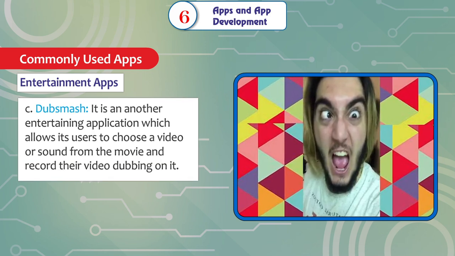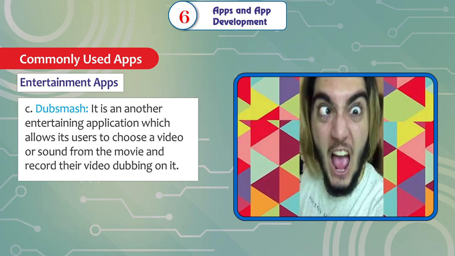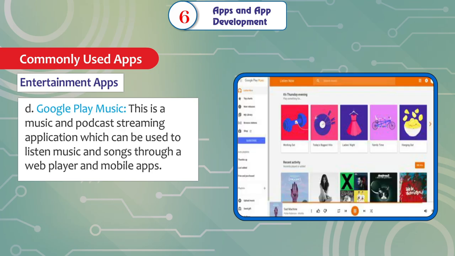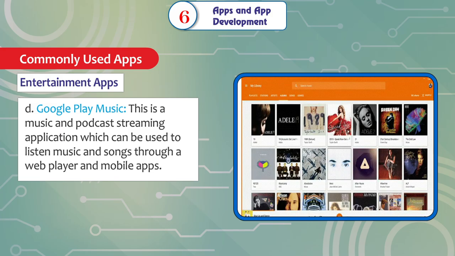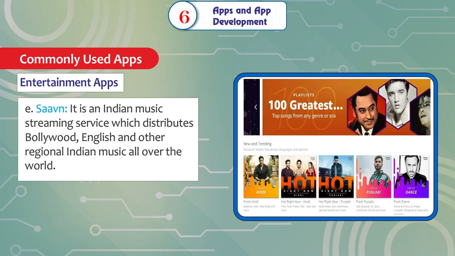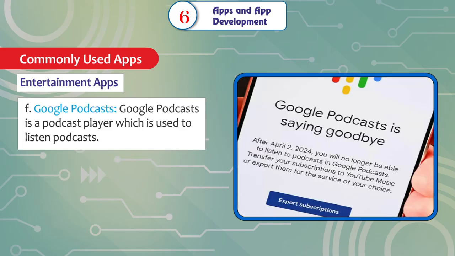C. Dubsmash. It is another entertaining application which allows its users to choose a video or sound from a movie and record their video dubbing on it. D. Google Play Music. This is a music and podcast streaming application which can be used to listen to music and songs through a web player and mobile apps. E. Saavn. It is an Indian music streaming service which distributes Bollywood, English, and other regional Indian music all over the world. Google Podcasts. Google Podcasts is a podcast player which is used to listen to podcasts.